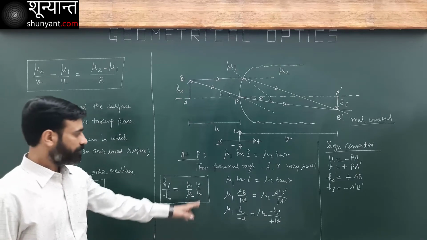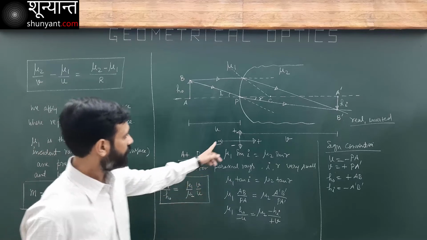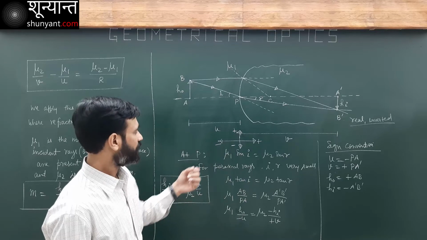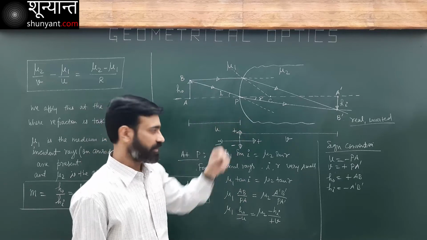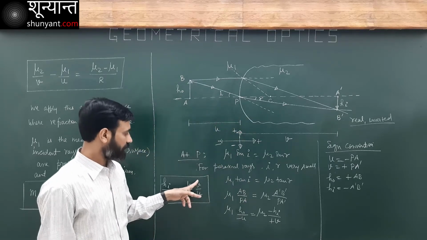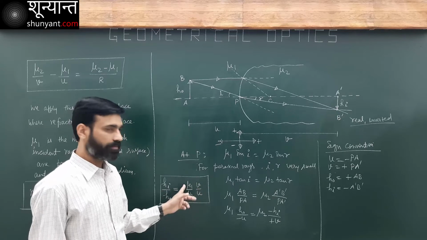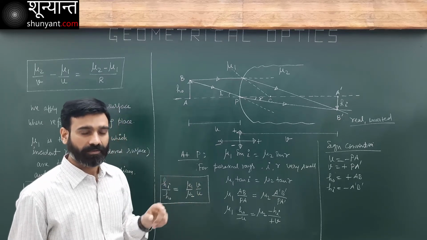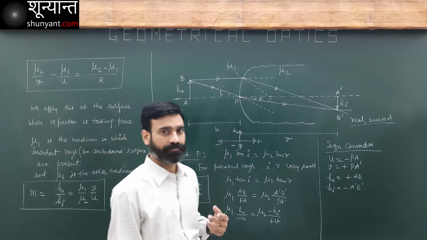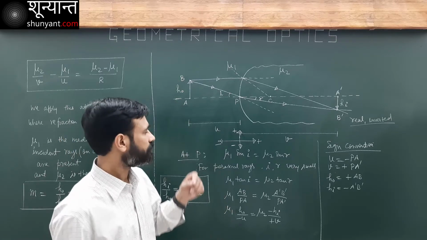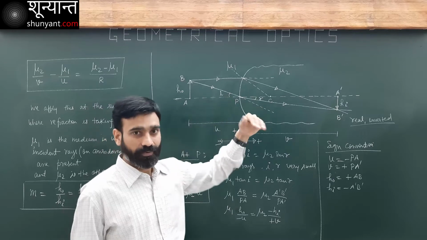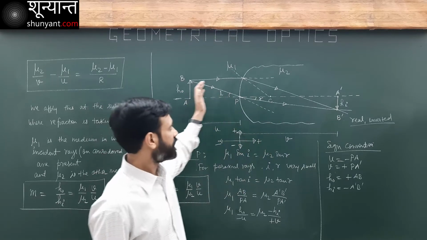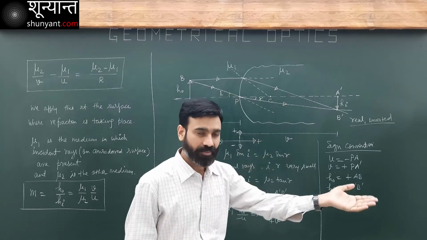That's it. If U and V have opposite sign, that means they are on opposite sides of each other, so they are going to have opposite sign. So this whole thing is going to be negative. That means the image will be inverted, and that means it will be real. And it should happen because this is a case of refraction. The light is refracted, the light is transmitted to the other medium.